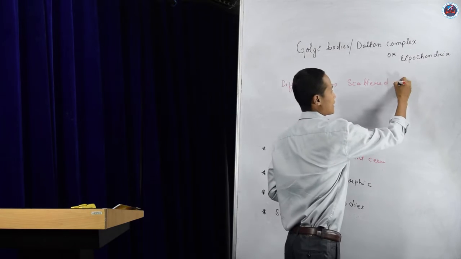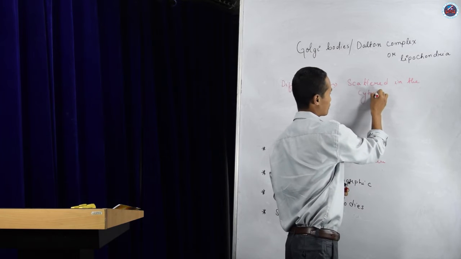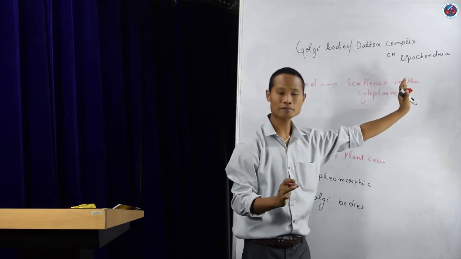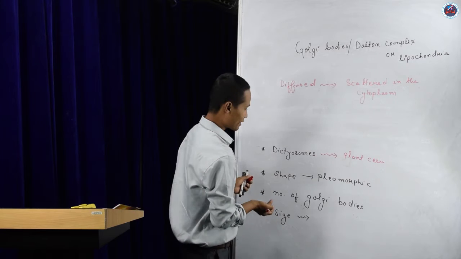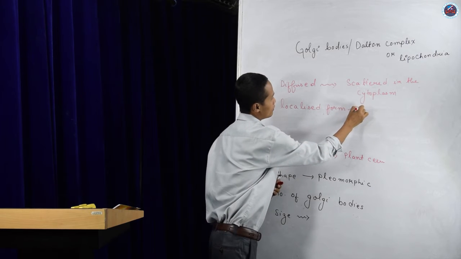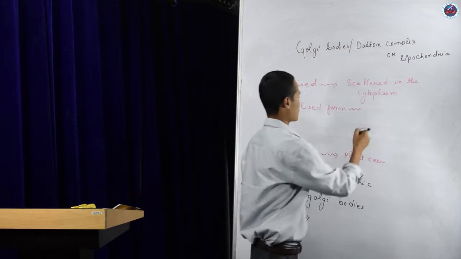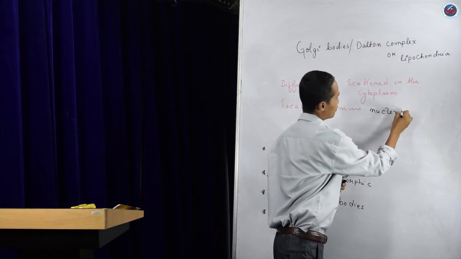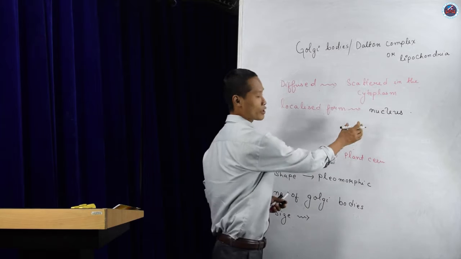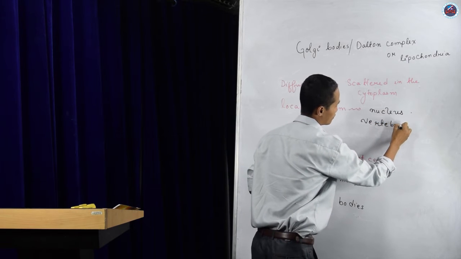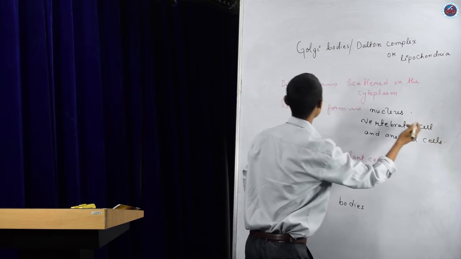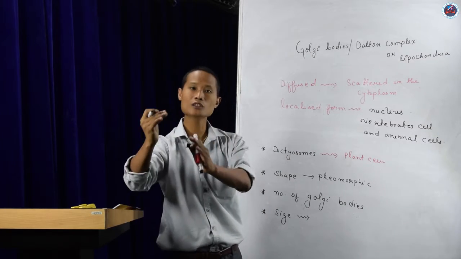So those Golgi bodies which are in the diffuse form are scattered in the cytoplasm and are not easily distinguishable. Whereas in the localized form, they are near the nucleus. For example, in vertebrate cells and animal cells, you will find that the Golgi body is in the localized form, that is, near the nucleus.